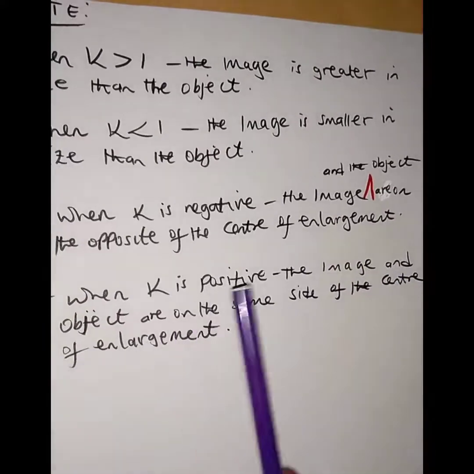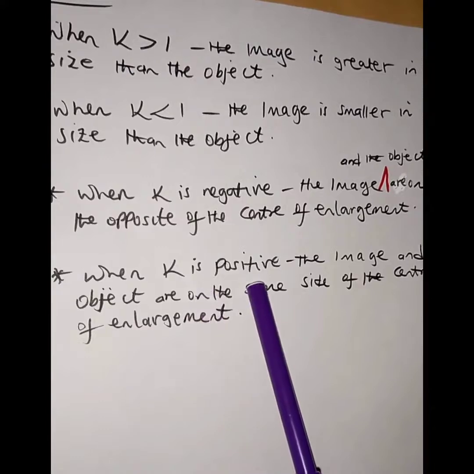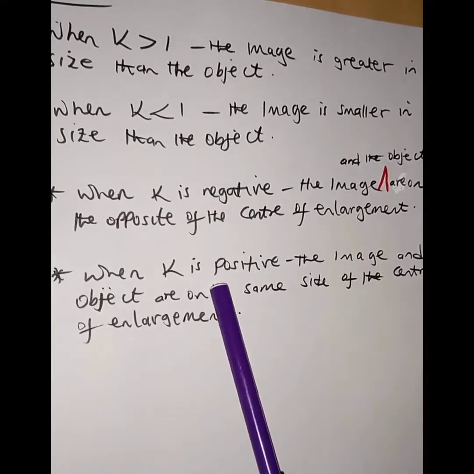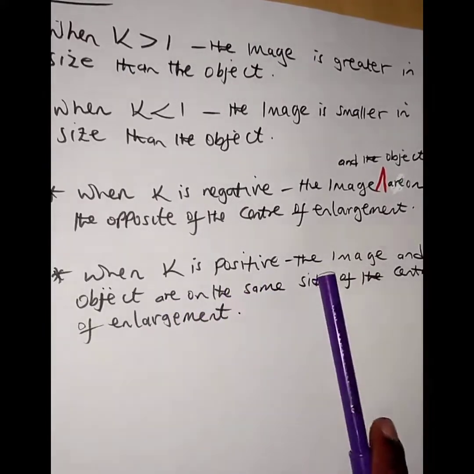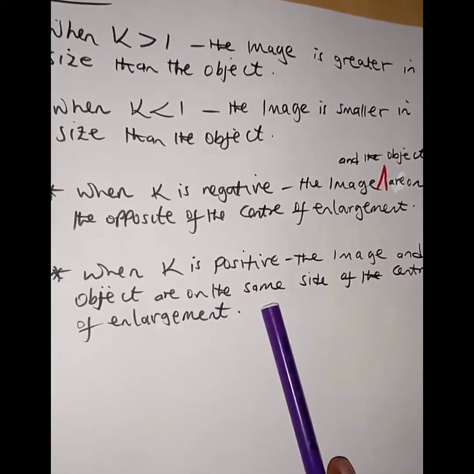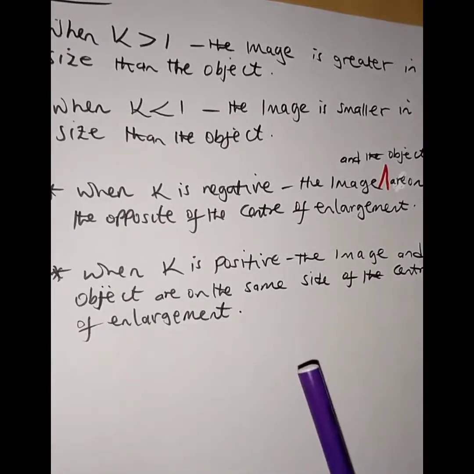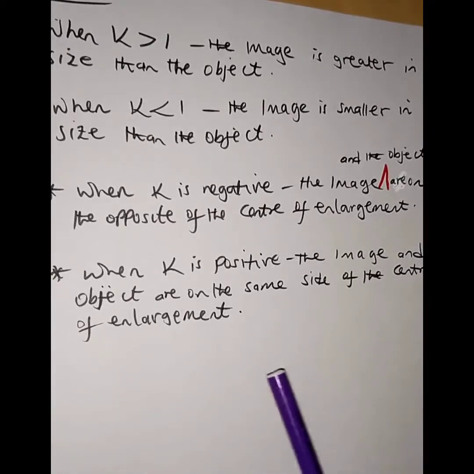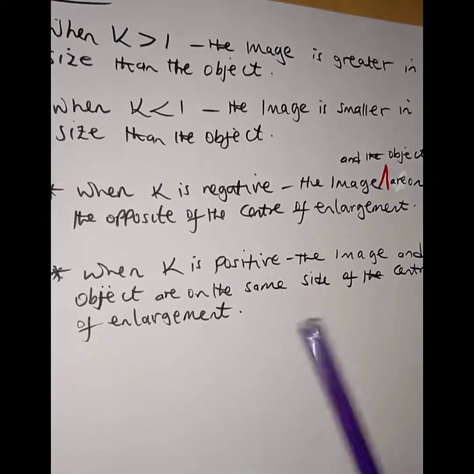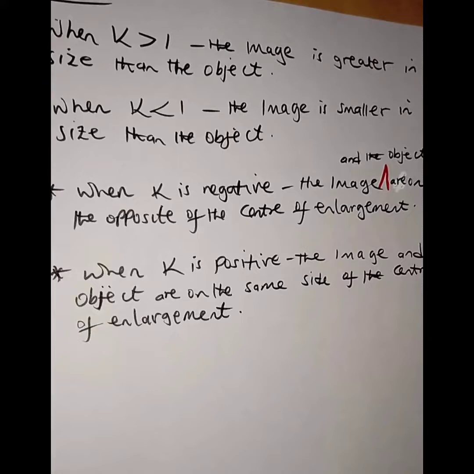Look at the last point. The last point: when k, the scale factor, is positive, the image and the object are on the same side of the center of enlargement. So look out for examples in more videos on how you'll be able to identify these, by taking note of these points so that you can use them when dealing with questions.